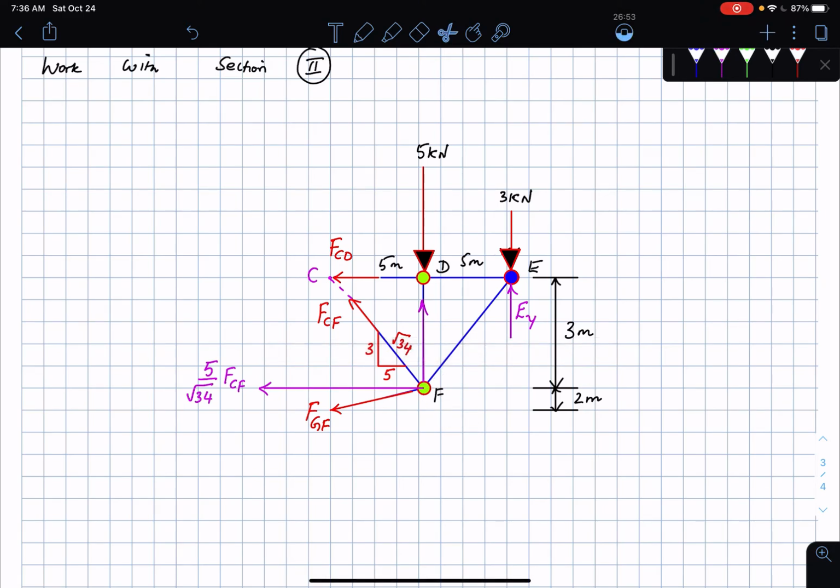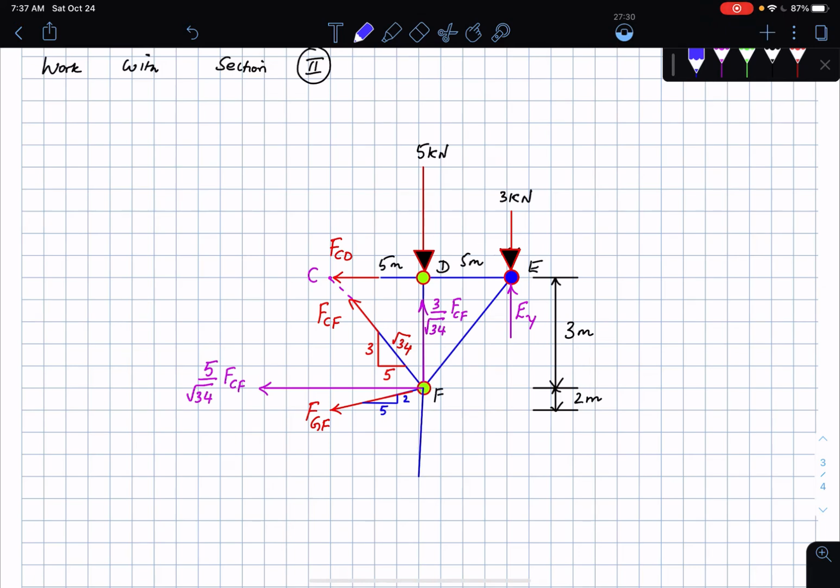That's going to be 5 by, well, I was planning to write that down, 5 by, that's 5, that's 3, I'm sorry. So 3 by square root of 34 F_CF. Okay, so that's one thing. Then F_GF, I can take that and break it into its components. I have the slope triangle for this guy. If you recall, the slope triangle was 2, 5, and then the hypotenuse is square root of 29.